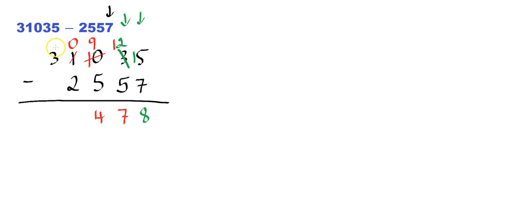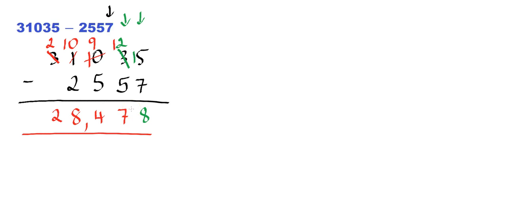0 minus 2 can't be done, so again, I go over and borrow 1 from there to make this column 10. If I've taken 1 away from the 3, this becomes a 2. So now it's 10 minus 2, and that's 8, and then 2 minus 0 is 2. So I end up with 28,478.